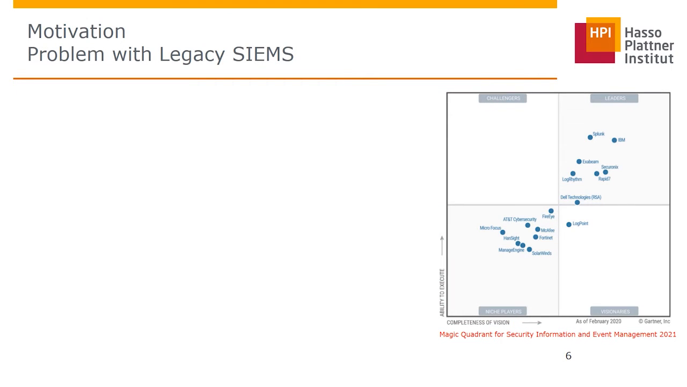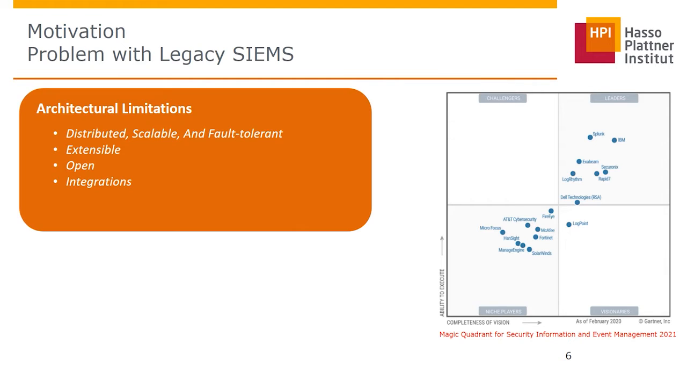There are a lot of SIEM systems right now, and it's perhaps one of the most important systems and tools used within mature organizations today. However, there are problems with them. Particularly, there are architectural limitations. They lack distribution. They lack the capability to be a distributed and scalable system, respecting everything that we learned from big data architectures and distributed systems.